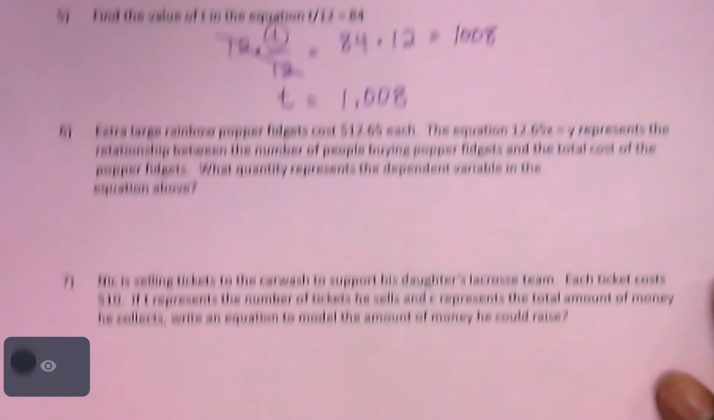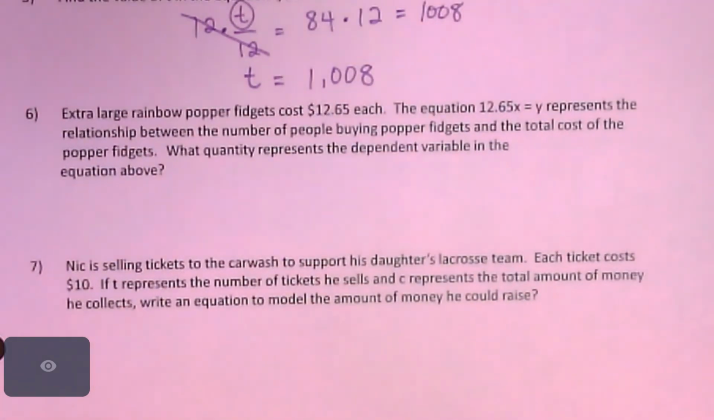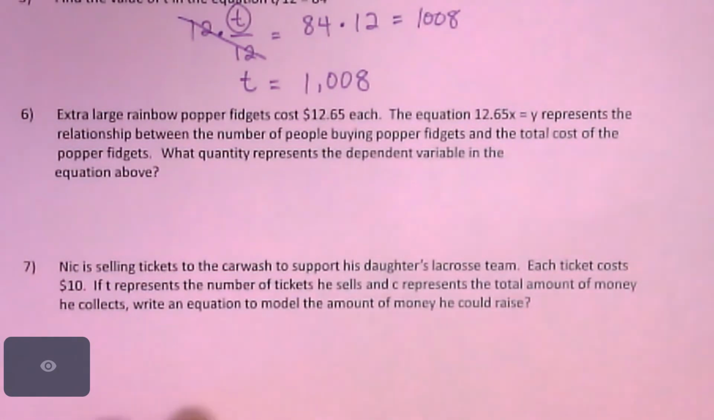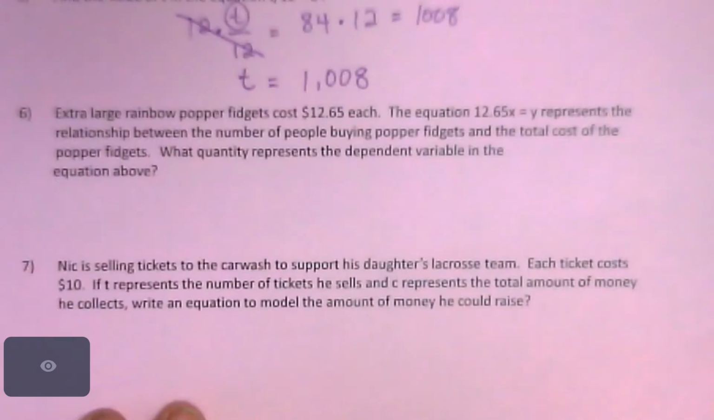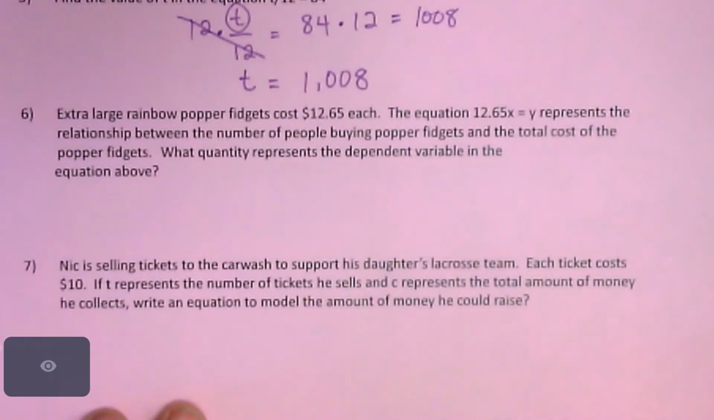All right. Number 6, extra large rainbow popper fidgets cost $12.65 each. The equation 12.65x = y represents the relationship between the number of people buying popper fidgets and the total cost of the popper fidgets. What quantity represents the dependent variable in the equation above?